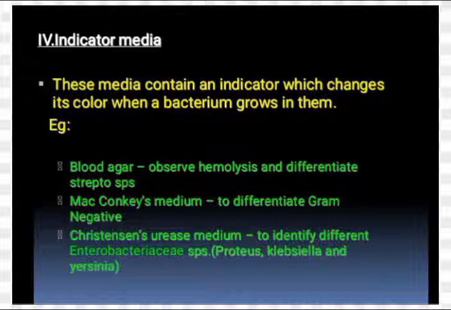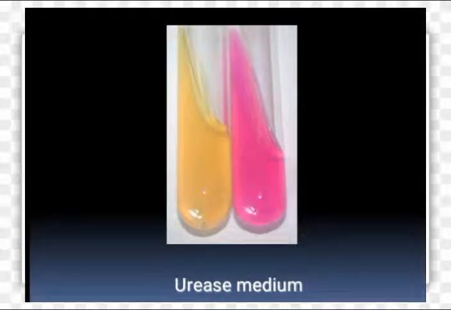Fourth type of special media is indicator media. These media contain an indicator which changes its color when a bacterium grows in them. Examples of indicator media are 1. Blood agar, to observe hemolysis and differentiate Streptococcus species. 2. MacConkey's medium, to differentiate gram-negative bacteria. 3. Christensen's urease medium, to identify different Enterobacteriaceae species such as Proteus, Klebsiella, and Yersinia. Here is an indicator media, urease medium. You can see the color change here.